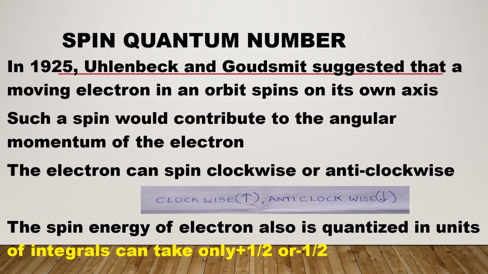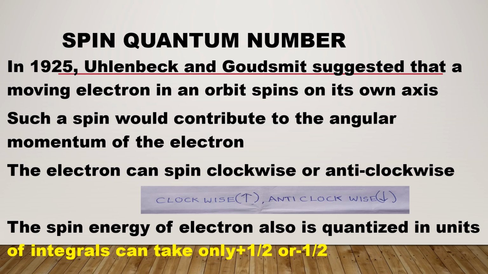Spin quantum number. In 1925, George Uhlenbeck and Goudsmit suggested that a moving electron in an orbit revolves or spins on its own axis. This is similar to the Earth revolving on its own axis and also revolving around the Sun. Such a spin would contribute to the angular momentum of the electron. The electron can spin clockwise or anti-clockwise, and this is represented as up arrow and down arrow respectively. For a clockwise spin, up arrow. For anti-clockwise spin, down arrow.